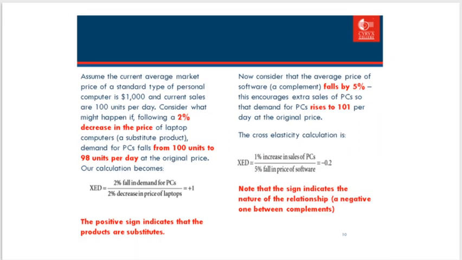Assume the current average market price of a standard type of personal computer is $1,000 and current sales are 100 units per day. Consider what might happen if, following a 2% decrease in the price of laptop computers, a substitute product, demand for PCs falls from 100 units to 98 units per day at the original price. Our calculation becomes: 2% fall in demand of PCs divided by 2% decrease in price of laptops equals positive 1. The positive sign indicates that the products are substitutes.